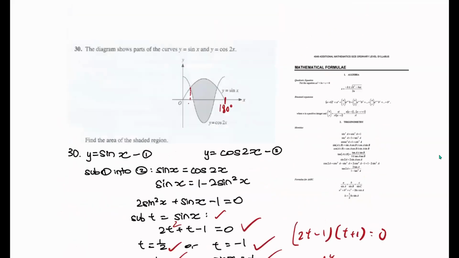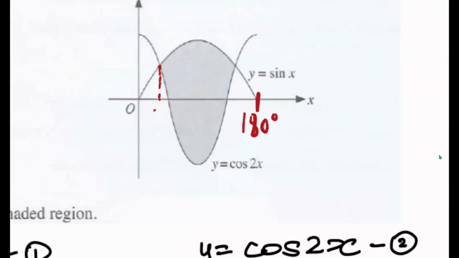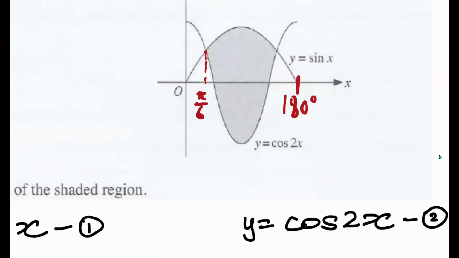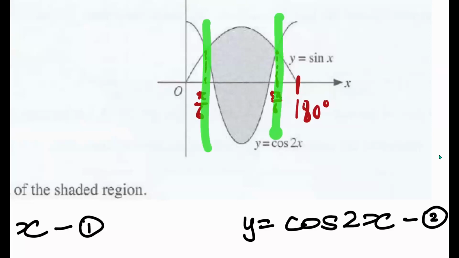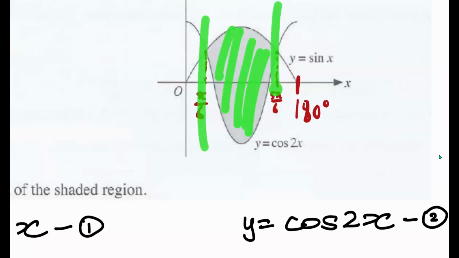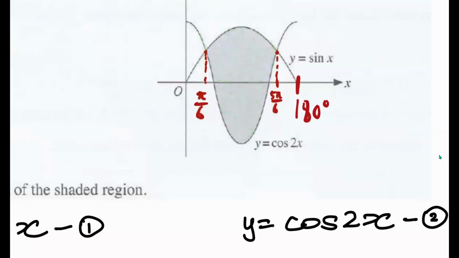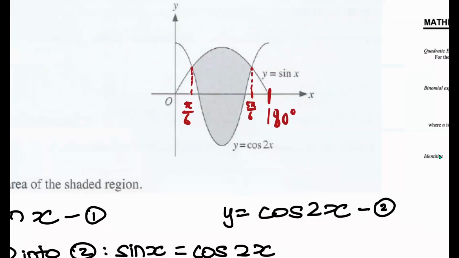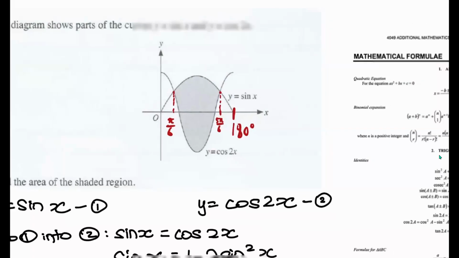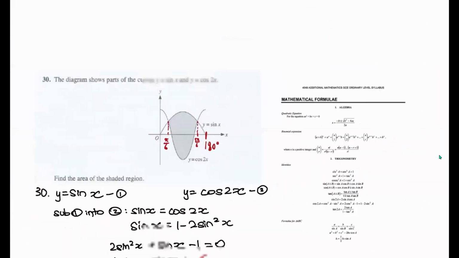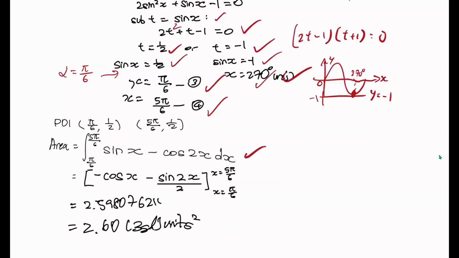In this case, it's fine because the two roots, pi over 6 and 5 pi over 6, are bounding the shaded region. The shaded region is bounded between pi over 6 and 5 pi over 6, right? It's bounded entirely. There's no sudden point that is a different function. So you can just take upper minus lower.